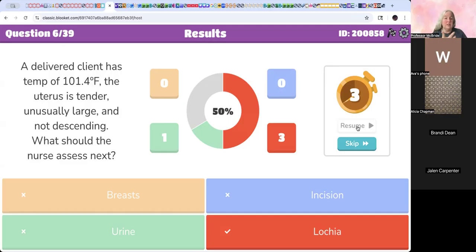She has a temperature and a tender uterus. She also has signs of subinvolution, where her uterus isn't returning to its pre-pregnant state. It's unusually large and not descending. I'm going to tell you that infection is one of the main causes of subinvolution, and so that really fits. But subinvolution can cause late postpartum hemorrhage.